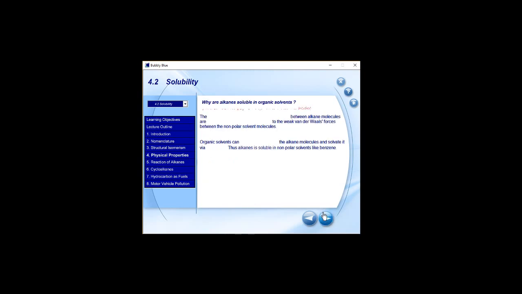Why are alkanes soluble in organic solvents? To answer this, we need to use what we have learned during our chemical bonding lessons. The weak van der Waals forces of attraction between the alkane molecules are compatible with the weak van der Waals forces of attraction between the nonpolar solvent molecules. Therefore, organic solvents can penetrate between the alkane molecules and solvate them via solvation.